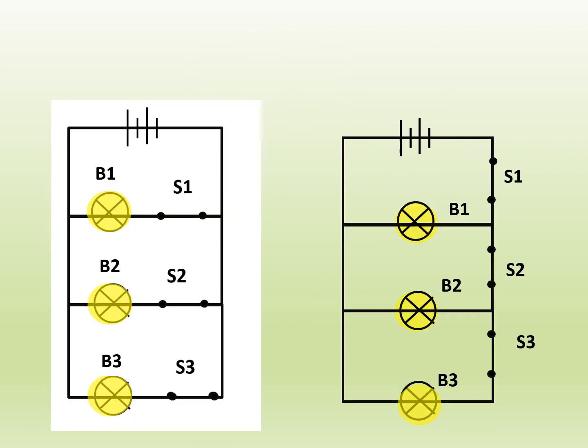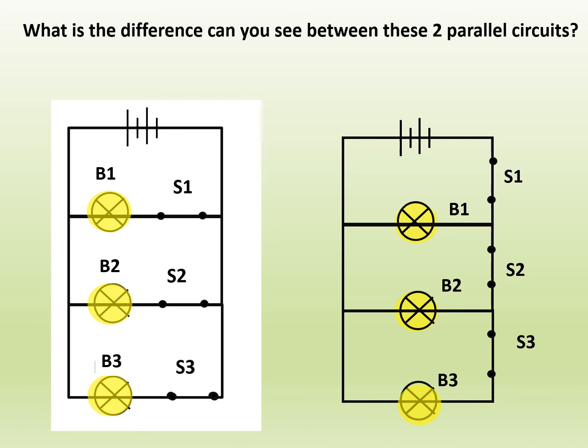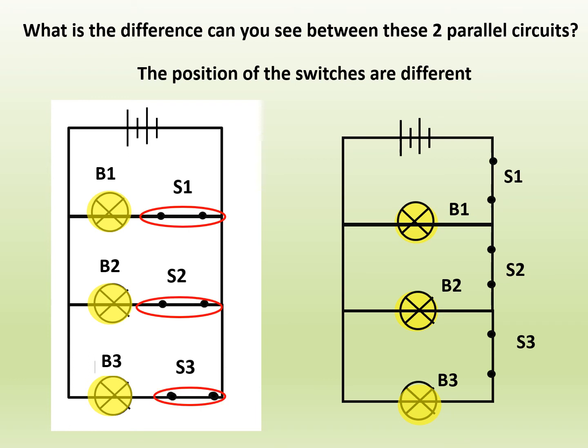Now, please compare these two circuits. Both are parallel circuits. But what is the difference you can see between these two circuits? Apakah perbezaan yang kamu dapat lihat di antara kedua-dua litar selari ini? Yes, the difference is the position of the switches. The white parallel circuit on the left, the switches are in the middle. But the green parallel circuit on the right, the switches are on the right side of the circuit.